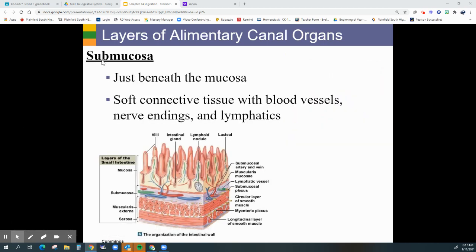But just below the mucosa is the submucosa, okay? This one is mostly connective tissue, and this is where all of our blood vessels and nerve endings, as well as lymphatic vessels, are. So you can see this is the submucosa right here, right? Everything is in there. Anything absorbed by the mucosa goes directly into the submucosa and is then picked up by those blood vessels or lymphatic organs and transferred throughout the body.